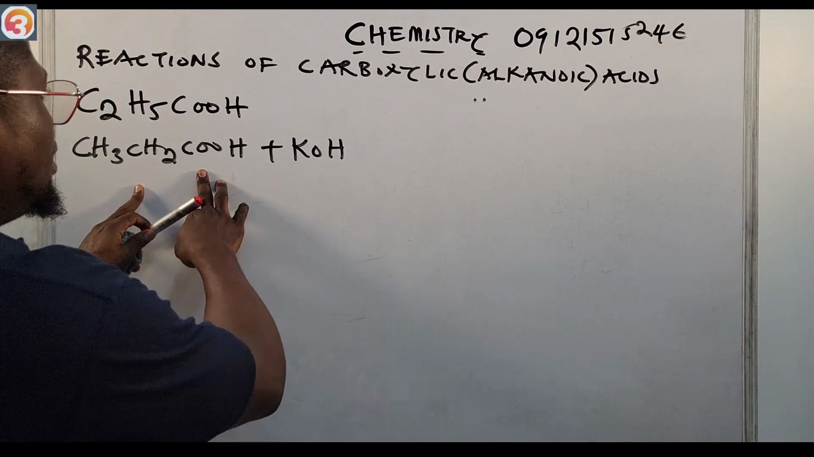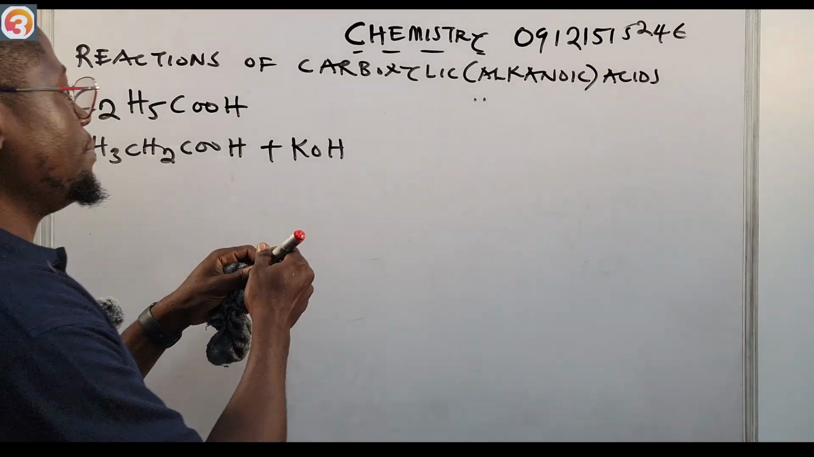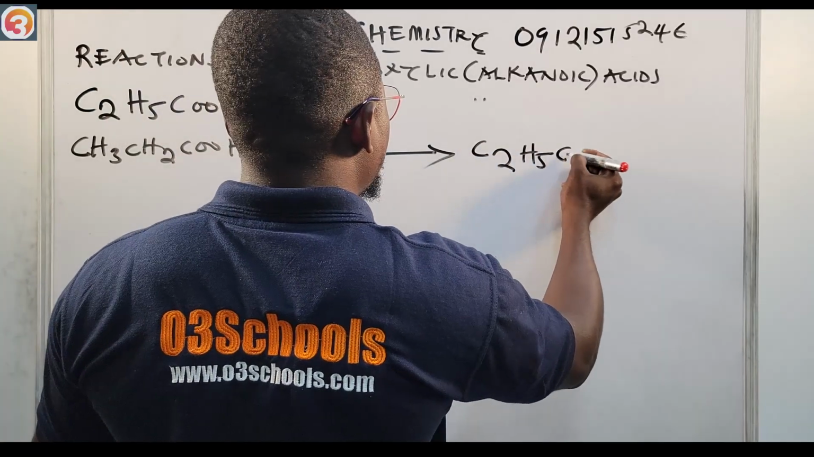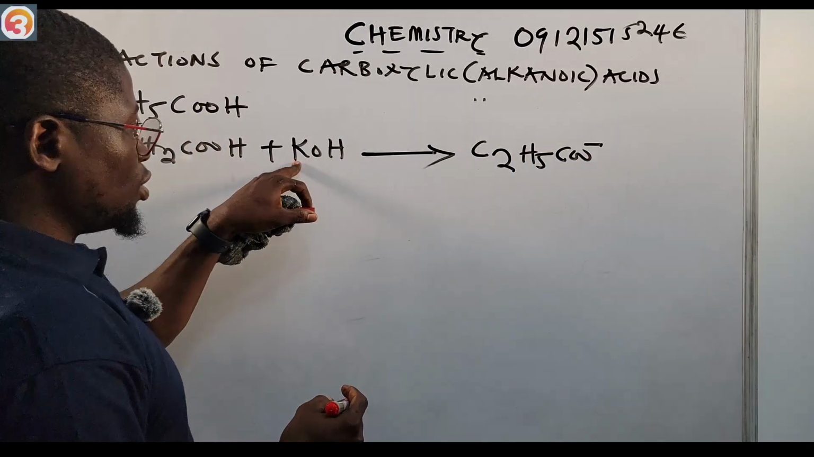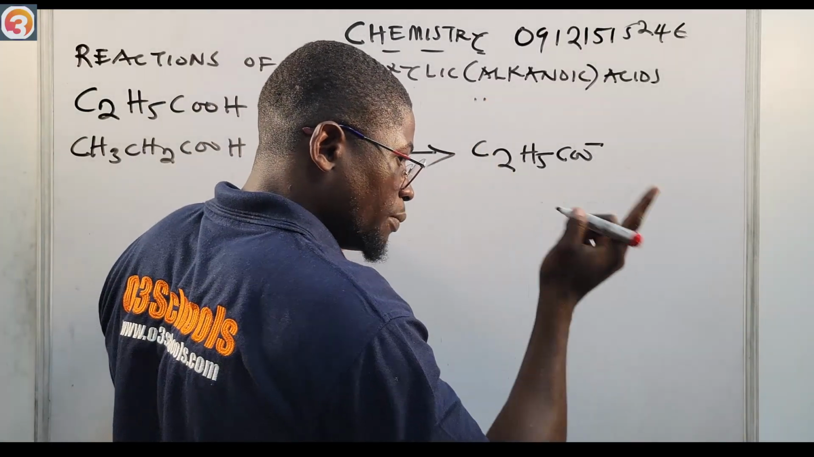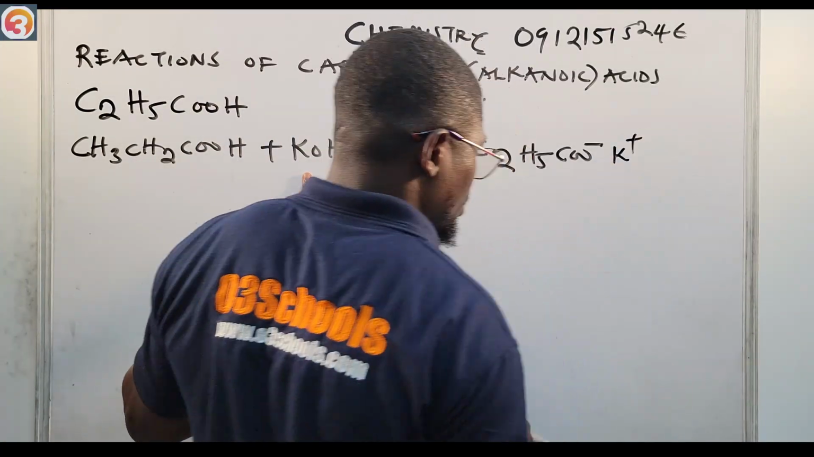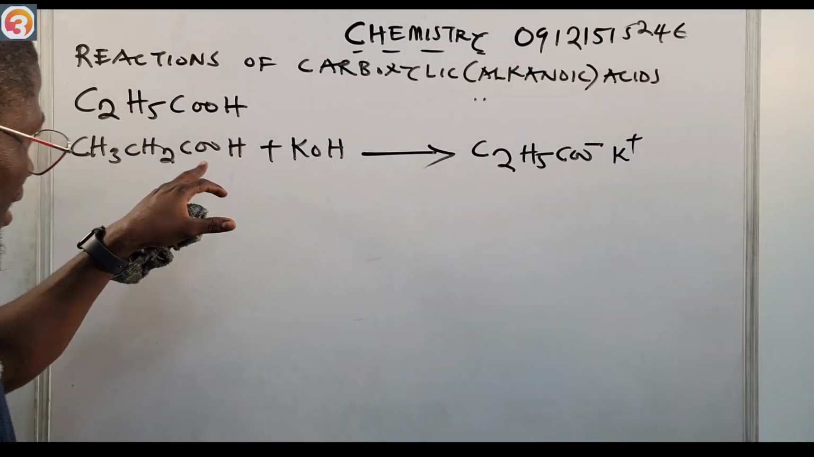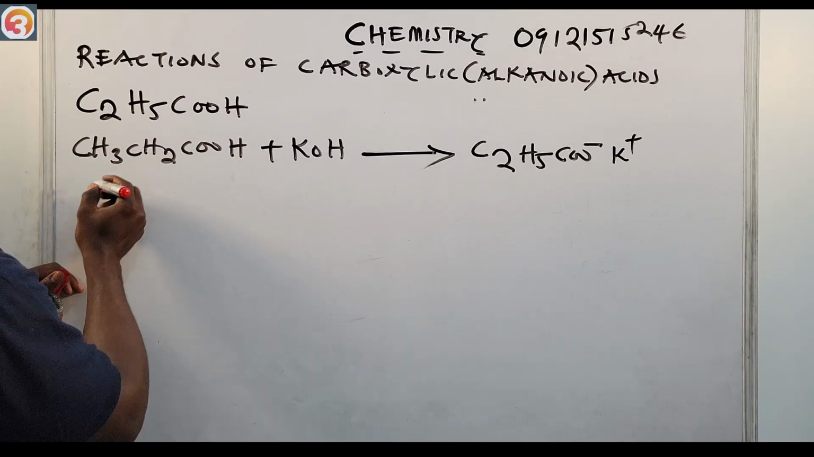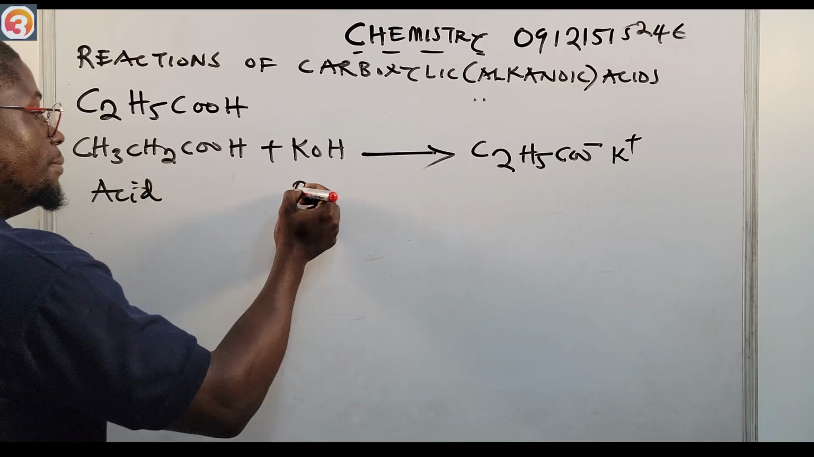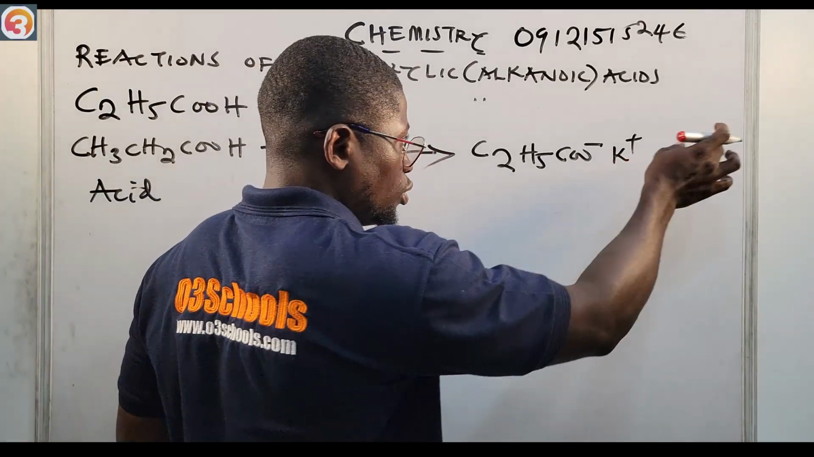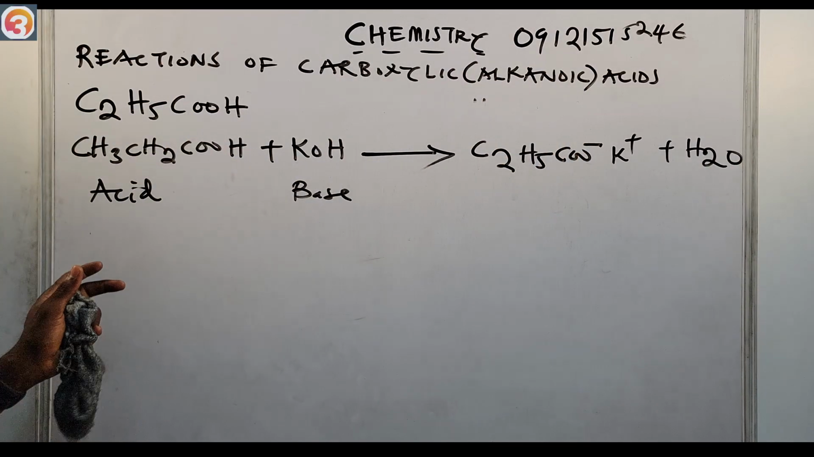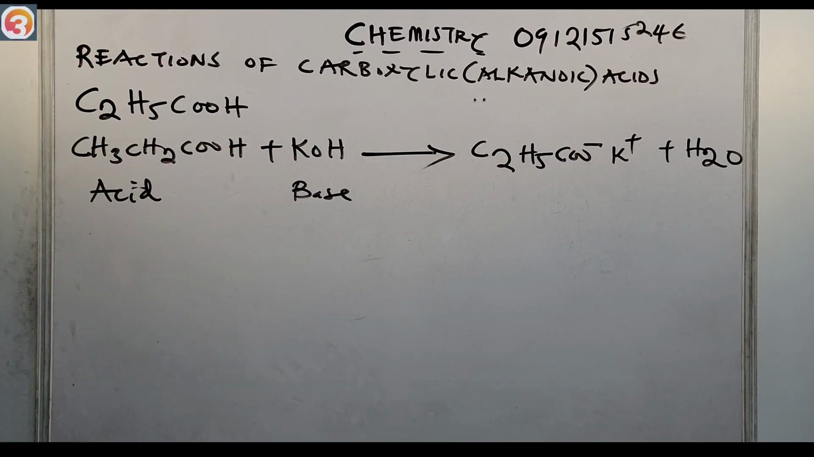So dissociation will also happen here. We're going to have C2H5COO minus first, then our K. Is it plus 1 or plus 2? It is plus 1, so K plus. Then what will be given off? I'm going to have a salt, because this is a base and this is an acid. So I'm going to have a salt plus water as product, plus H2O. Okay, so it's as simple as ABC. So that is one example.